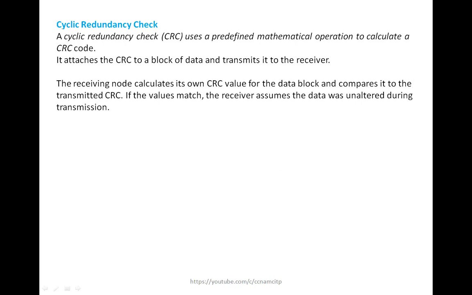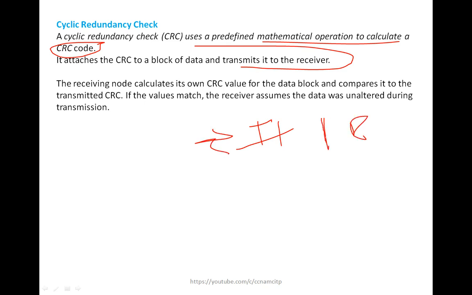Similarly, guys, we have one more technique here, known as cyclic redundancy check, also known as CRC. It uses a predefined mathematical operation to calculate a CRC code. Again, it is an error detection method. It attaches a CRC to a block of data and transmits it to the receiving end. If it is sending any data from here to the receiving device, it will attach the CRC to a block of data. You should be very careful here, it is a block of data, before it transmits that packet. The receiving node calculates its own CRC value for the data block and compares it to the transmitted CRC. If the values match, the receiver assumes that the data was unaltered during transmission.